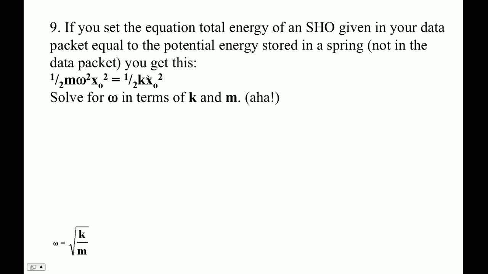Okay, if you set the total energy equal to the potential stored in a spring, this formula is not in the data packet. But this says that the maximum kinetic energy equals the spring potential energy. Let's solve for omega. Well, that's easy. 1/2 m omega squared x naught squared equals 1/2 k x naught squared. So this is total max potential energy, max kinetic energy. They have to be equal because energy is conserved.